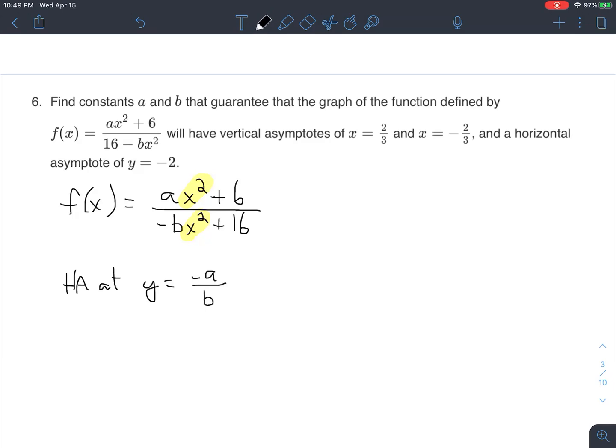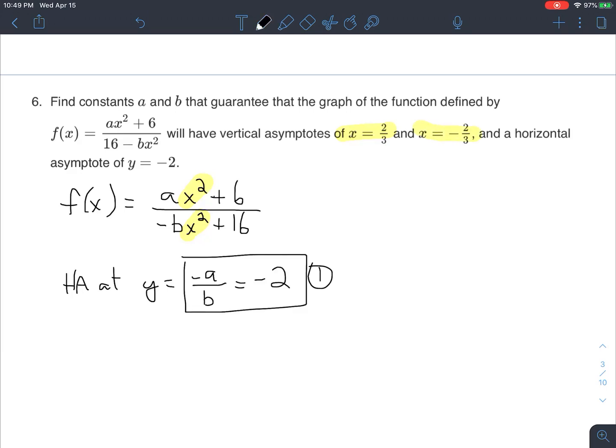And what does it say? We have a horizontal asymptote of y equals negative 2, so that equals negative 2. So negative a over b equals negative 2. I'm going to call that equation 1 in case I need it in the future. Alright, what else do we need? We need vertical asymptotes at 2/3 and at negative 2/3.